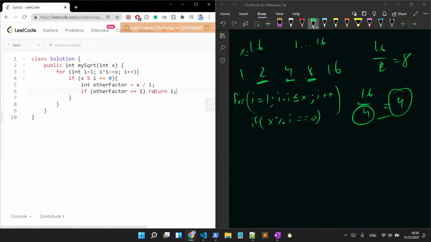Just return i. Now that's great, and that solves the problem for perfect squares, right? There are two more problems we need to worry about, and one I've briefly mentioned, which was when you don't have a perfect square, right?